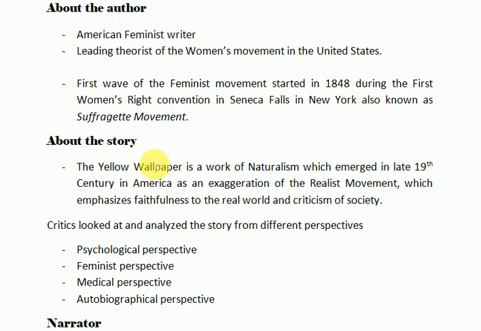Now let's see the literary context of the story. The Yellow Wallpaper is a work of naturalism, and the movement of naturalism emerged in late 19th century America, and this movement was an exaggeration of the realist movement. What does the realist movement do? The realist movement emphasizes faithfulness to the real world and the criticism of society.